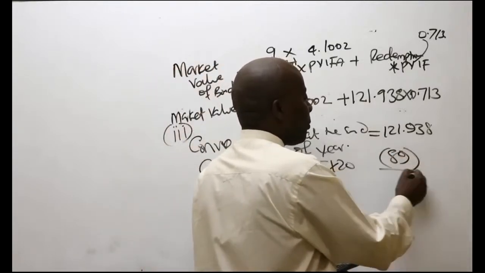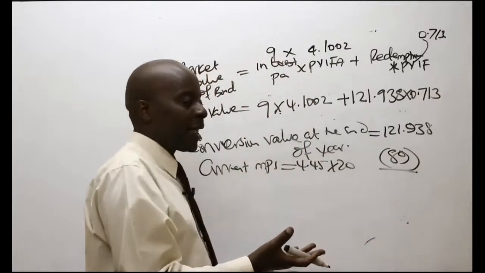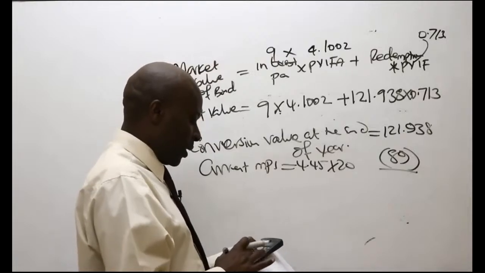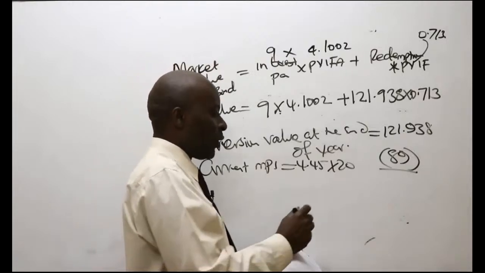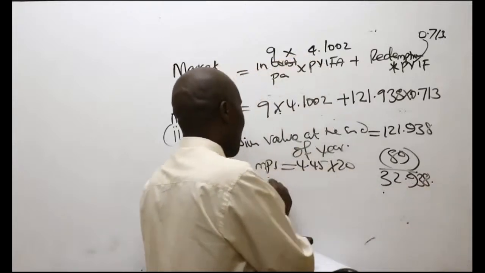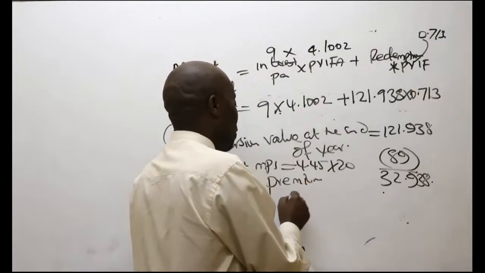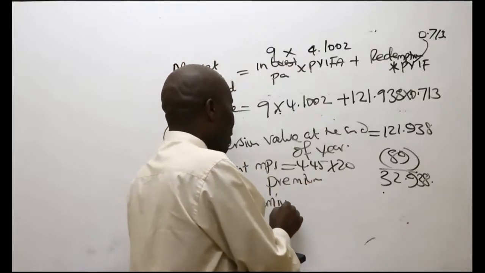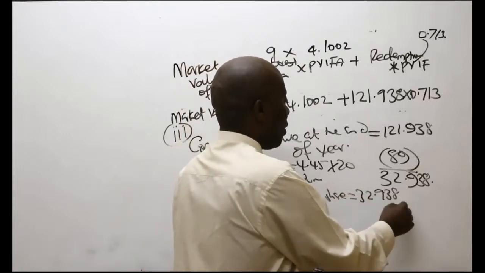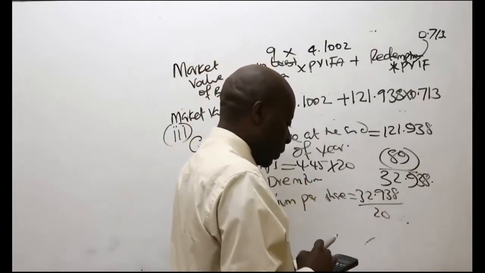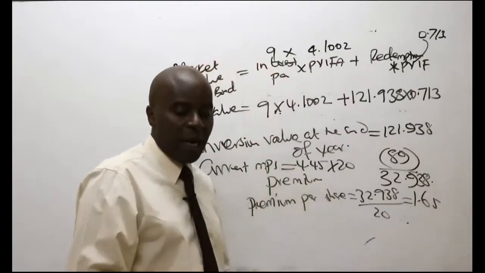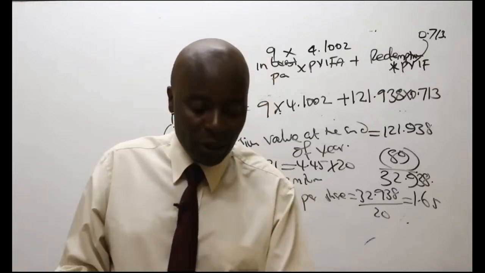Now, because of the option of converting, I can see some profit there. So the profit is 121.938 minus that answer, which gives me 32.938. But now remember, this is premium for all the shares. And the examiner is categorical. He wants you to ascertain the premium per share, so we divide 32.938 by 20. What are we getting at the end of the day? It's approximately 1.65.